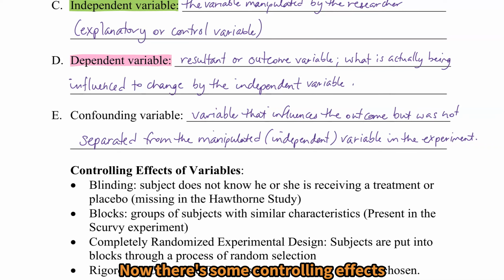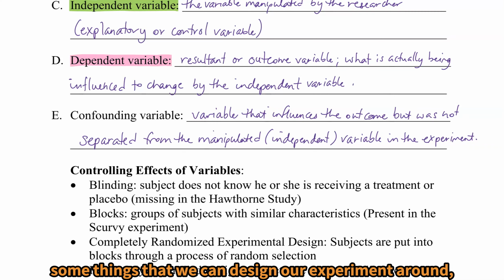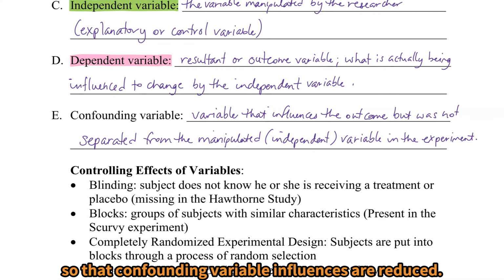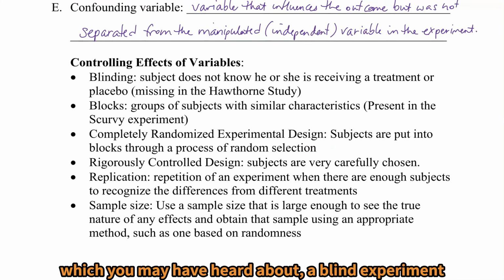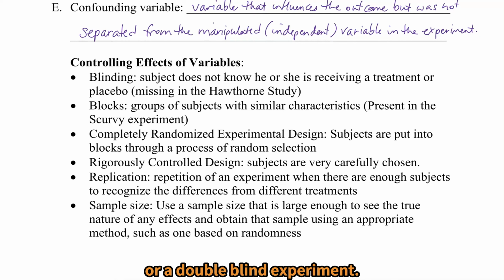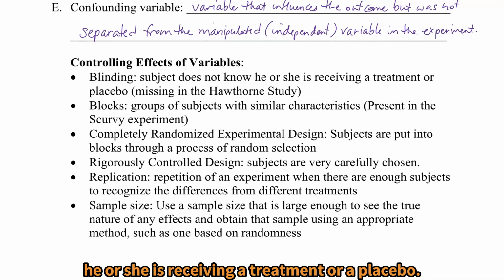Now, there are some controlling effects of variables, some things that we can do in our experiment to help reduce confounding variables, some things that we can design our experiment around so that confounding variable influences are reduced. Examples include blinding, which you may have heard about, a blind experiment or a double-blind experiment. Blinding means the subject does not know he or she is receiving a treatment or a placebo.